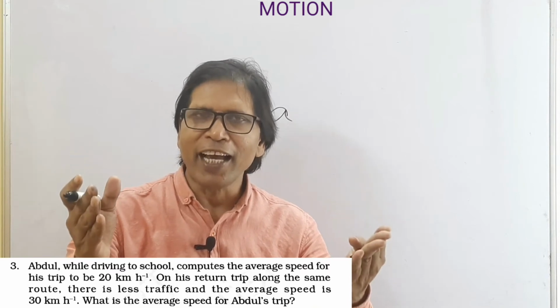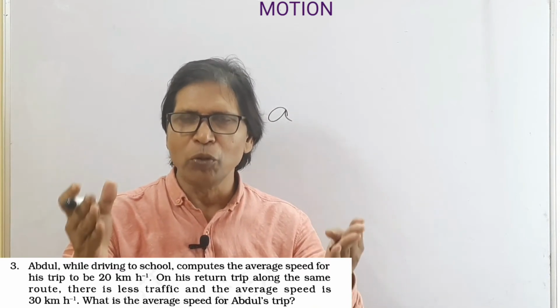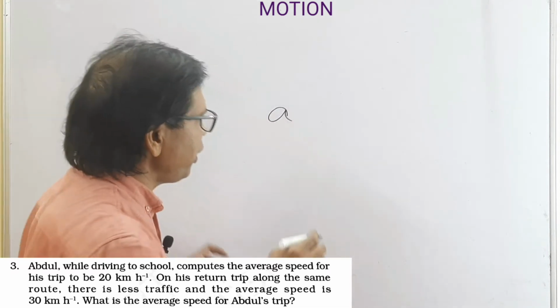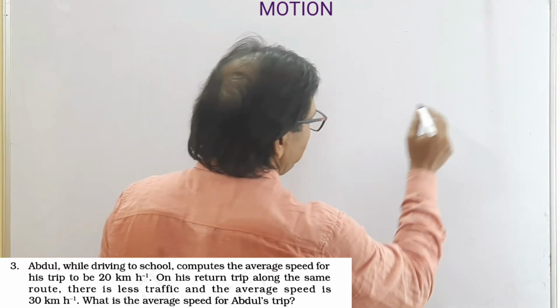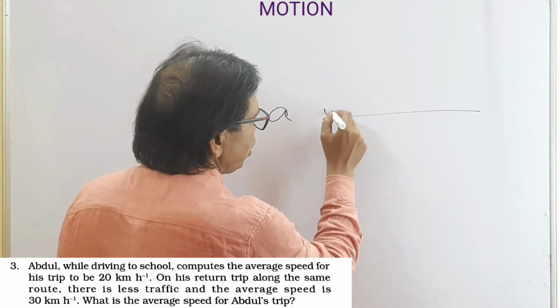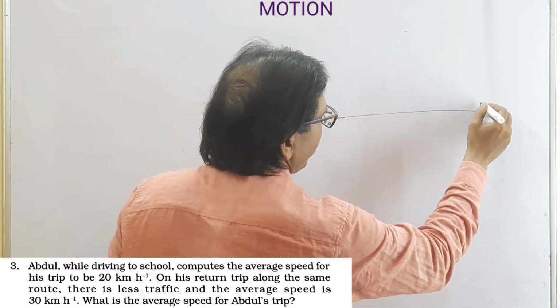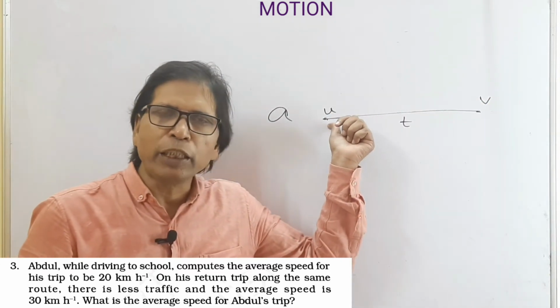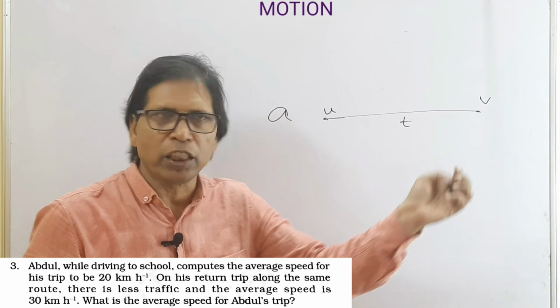Suppose a particle has initial velocity u in a straight line. After time t, its velocity becomes v. Look at this. At this point, velocity u. At this point, the velocity v. Now, the time taken to change its velocity from u to v is t.